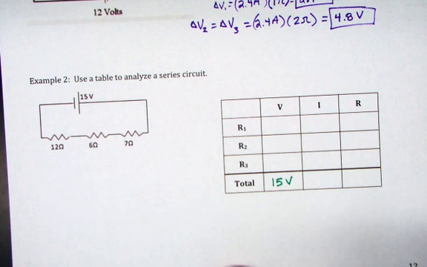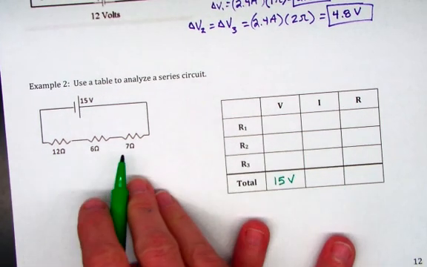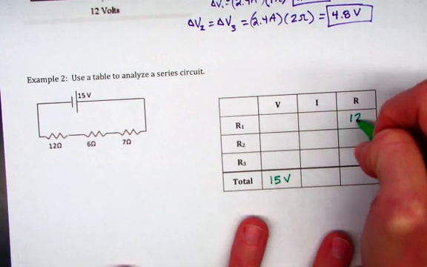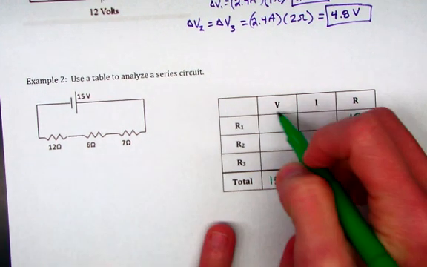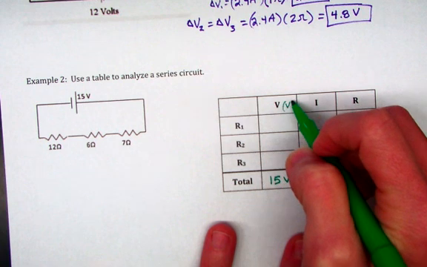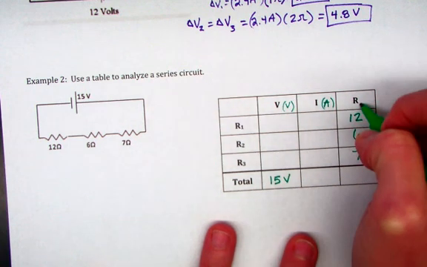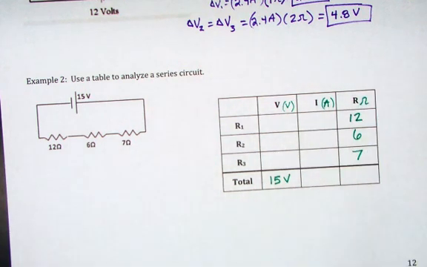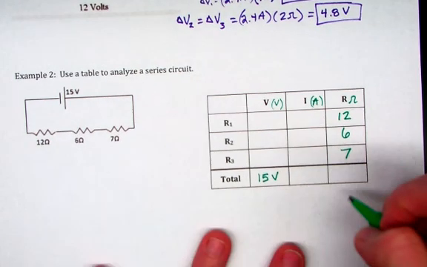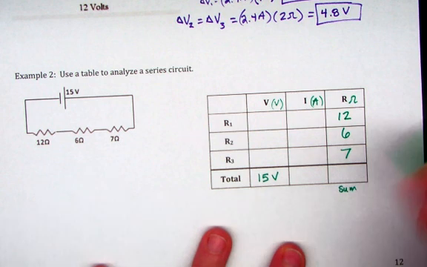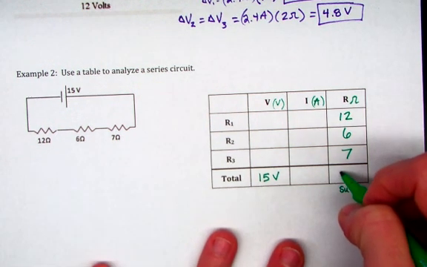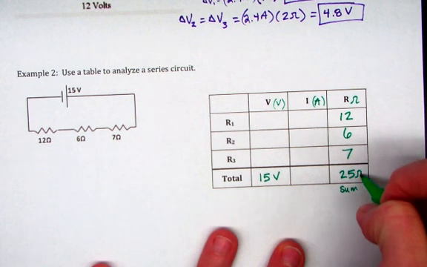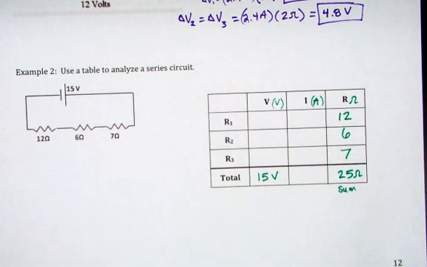Okay, next, I know my resistors, so I'm just going to write them in order here. I'm going to put 12, 6, 7. I'm going to put volts here, amps here, and ohms here, so I don't have to keep rewriting it. How do I get the total resistance in a series circuit? So this is going to be the sum. So what's 12 plus 6 plus 7? What is it? 25 ohms. Okay, so that's my total.